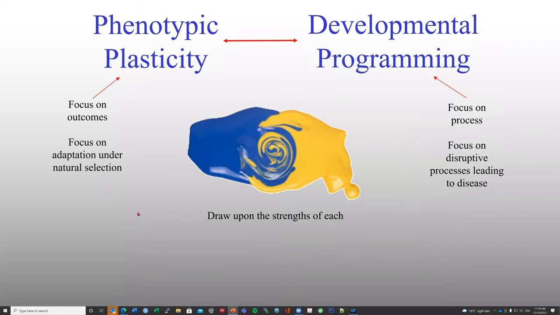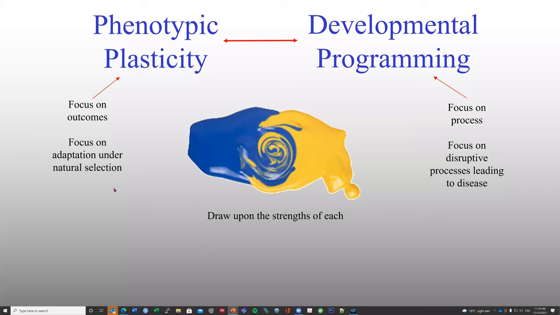So you can see the phenotypic plasticity and developmental programming have a lot in common, right? Really, with phenotypic plasticity, we tend to look at and focus on the outcomes, the different phenotypes that arise in different circumstances. Whereas in developmental programming, the focus is more on the process. What are the molecular processes that lead to developmental reprogramming of the embryo that leads to disease? And so they're looking at it from a slightly different perspective.